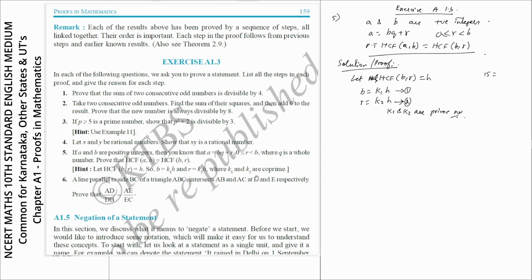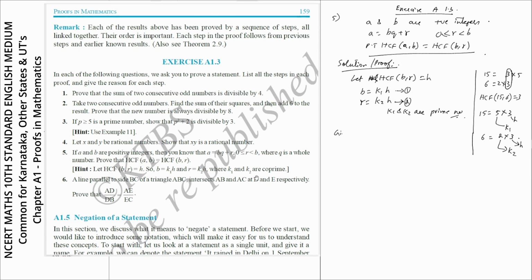Now the factors of 15 are 3 and 5, so 3 fives are 15, and factors of 6 are 2 and 3. Now you can see 3 is the only common factor between 15 and 6. Therefore HCF of 15 comma 6 is equal to 3. Now 15 I can write as 5 into 3, so this is HCF and this is k1. Similarly 6 I can write as 2 into 3, so this is h and this is k2. So now here b is equal to k1 times of h and r is equal to k2 times of h.